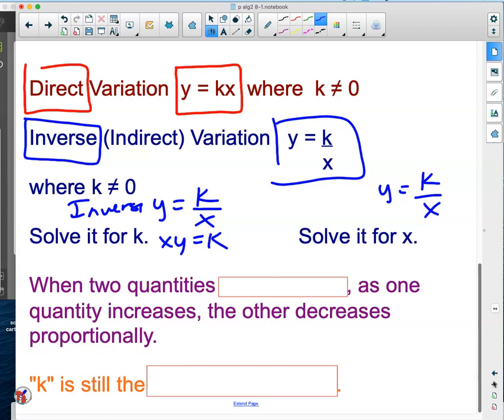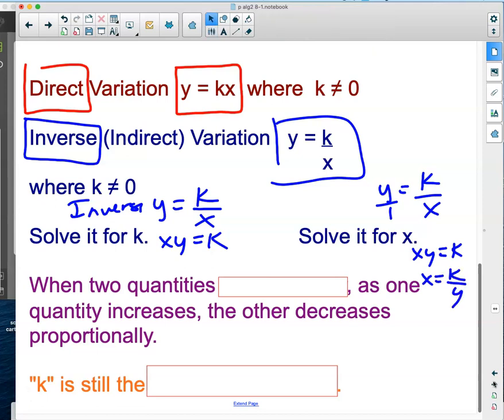All right, I'm going to solve that for x. Well, we could slap a 1 underneath here and cross multiply. xy equals k. And then we could divide both sides by y. And that shows us that whether or not we solve this for y or we solve it for x, it's going to have division. That's what inverse variation does.